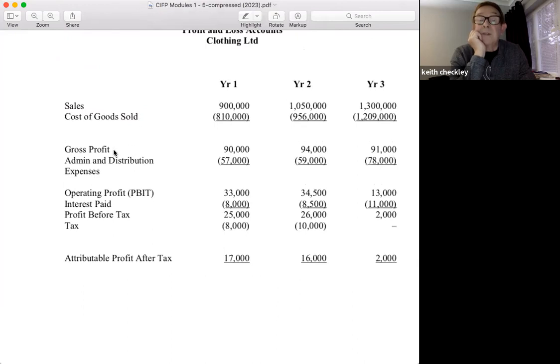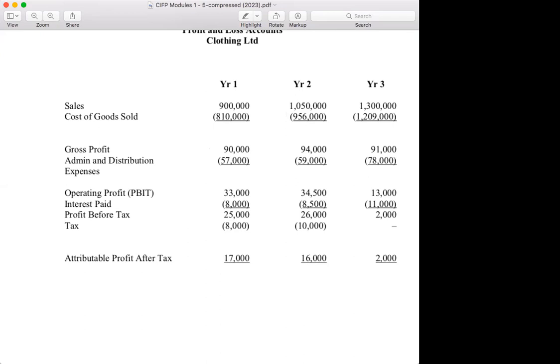The next ratio is the gross profit percentage. We take the gross profit, and remember I was saying we equate all these things back to sales. So we divide the 90,000 by 900,000, and we multiply by 100 to give us it as a percentage. Without using a calculator, 90 divided by 900 and then multiplied by 100, we're going to get 10%. Is that right? Yes, that's correct. Thank you.